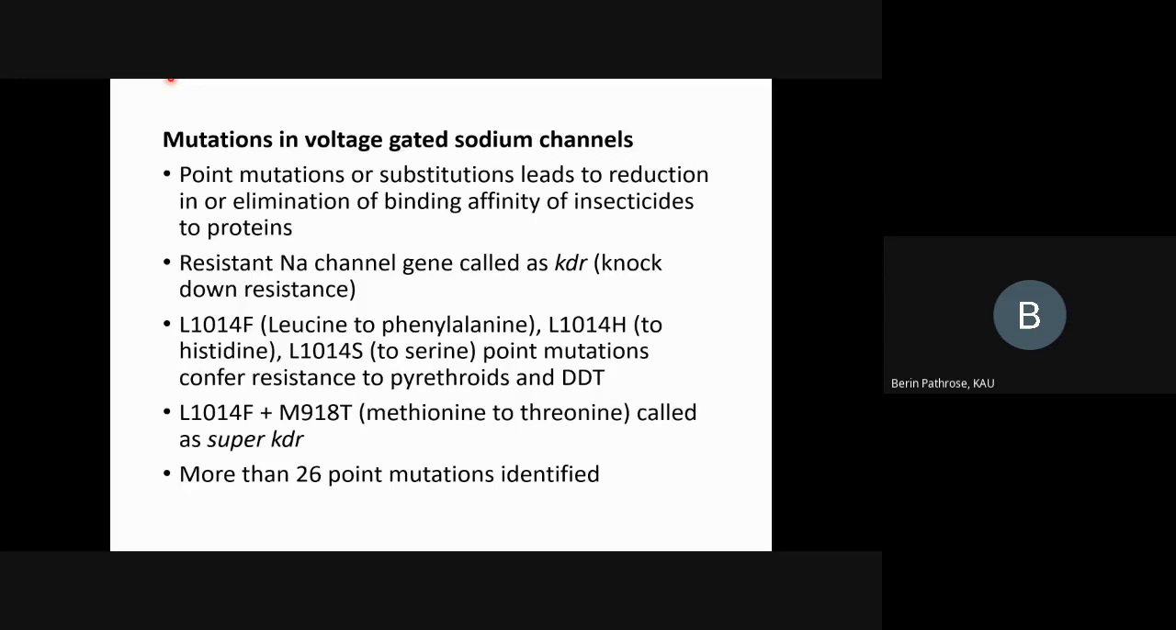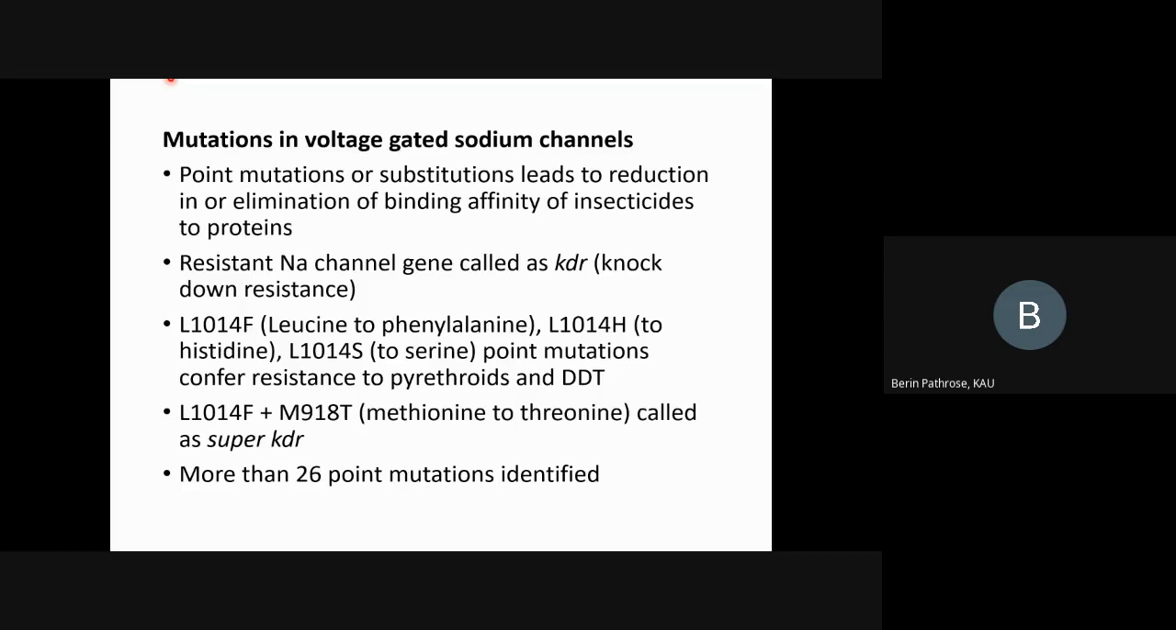And in knockdown resistance, what they mainly observed was two point mutations. The first point mutation they observed was at the 1014 position, where it was leucine in the susceptible insect. It got mutated to phenylalanine, histidine, or serine. So that was the first one they discovered. In a resistant insect, they found that instead of leucine at 1014 position, it was either phenylalanine, histidine, or serine.